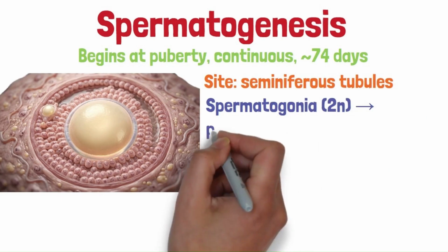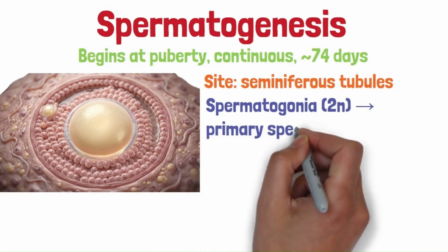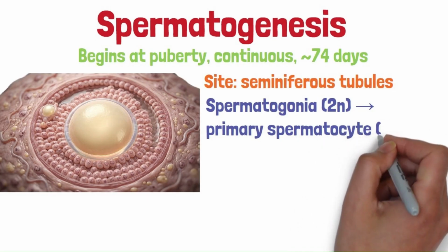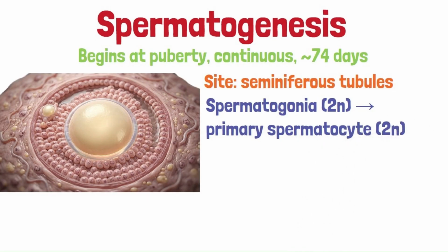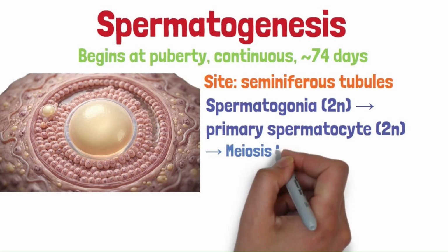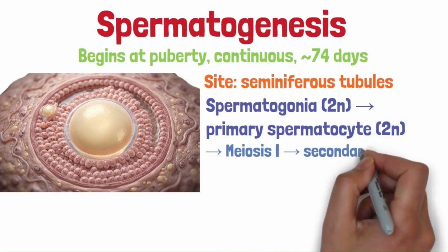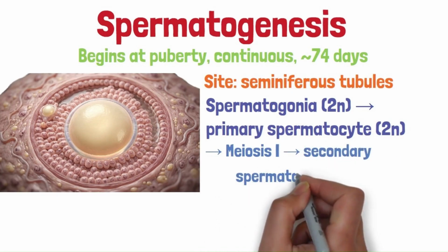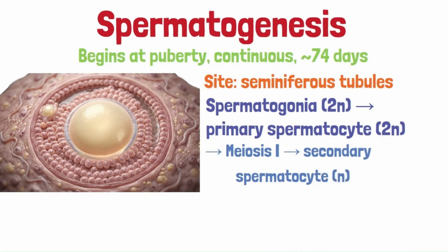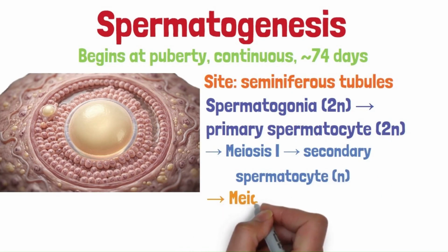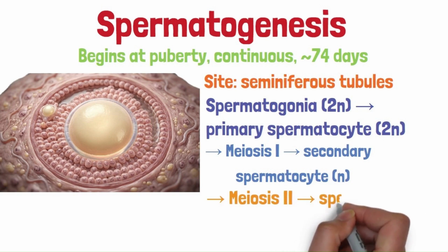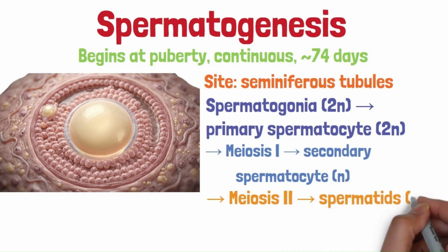Spermatogonia, which are diploid, proliferate by mitosis into primary spermatocytes, still diploid. Those go through meiosis 1 to become secondary spermatocytes, now haploid but still duplicated. Meiosis 2 converts them into spermatids, fully haploid. Spermatids then undergo spermiogenesis, a maturation process, not another division, to become mature spermatozoa.